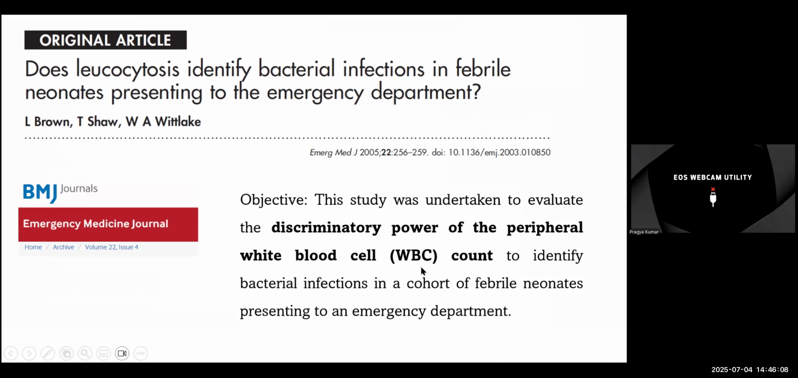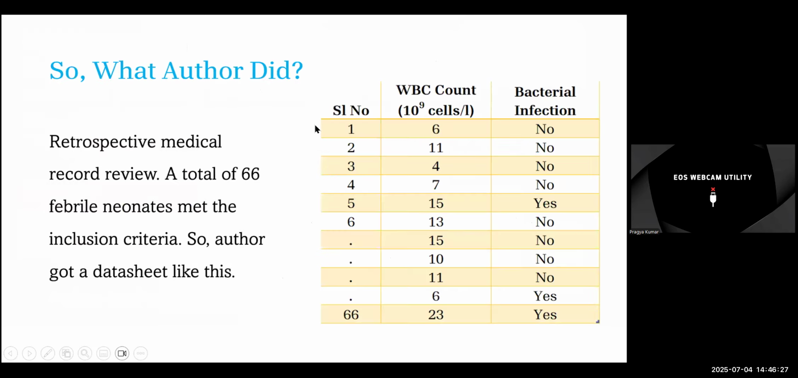So they want to see whether the peripheral WBC count can identify which babies will have fever, like infection. So they are using this leukocytosis to identify bacterial infections. So what they did, they have taken, let's say, 66 children. They have taken the WBC count of all children, and they have taken the actual status of disease.